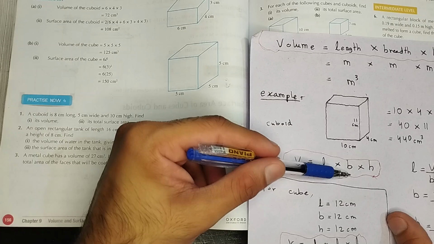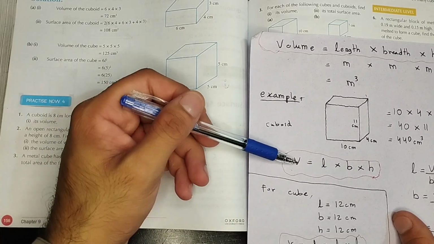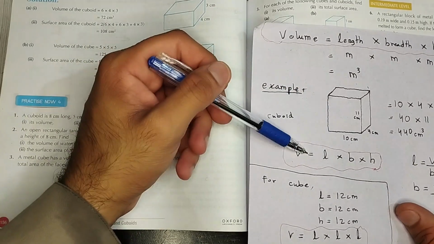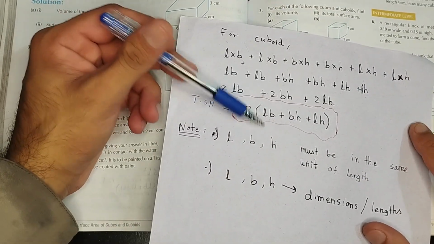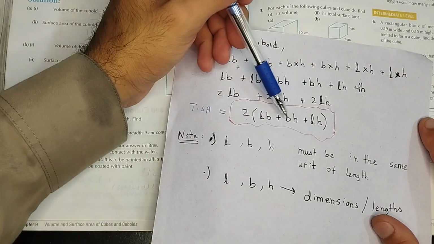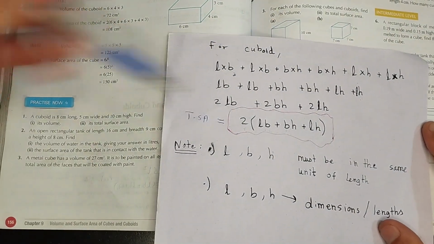So what are the things that we are supposed to remember about a cuboid? Volume is equal to length multiplied by breadth multiplied by height. This is just a general formula of volume. It's applicable on cubes and cuboids as well, okay? Just in case of cubes, all of them are going to be equal. So you're going to remember this. The total surface area for a cuboid is equal to 2 multiplied by length multiplied by breadth plus breadth multiplied by height plus length multiplied by height, okay? So you got to remember this.